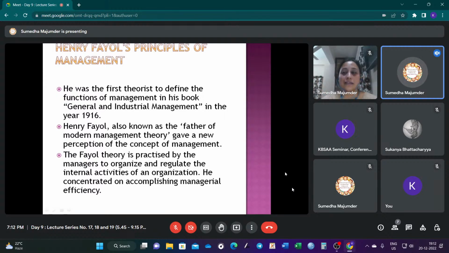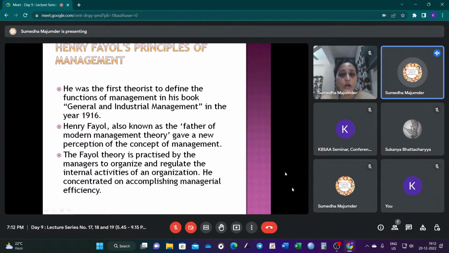In spite of that, there is a major limitation of Taylor's thought: these thoughts of management are applicable only at the factory level. So that is why Henry Fayol developed his functional or administrative thoughts of management in the year 1916.